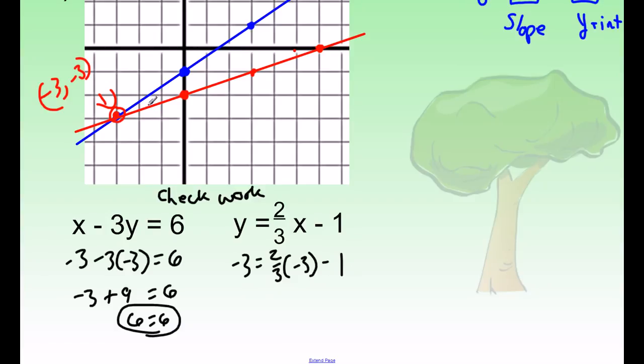Check to see if that point is actually on the second line. So 2/3 times -3 is going to be -2. You can check your math someplace else, or check my math someplace else, but it is -2. And then this math gives us -3, and yes. So I checked that point in both equations, and it showed me both equations are true. So that point works in both of them. We graphed our lines. We found the point of intersection. We checked our work. We're good.